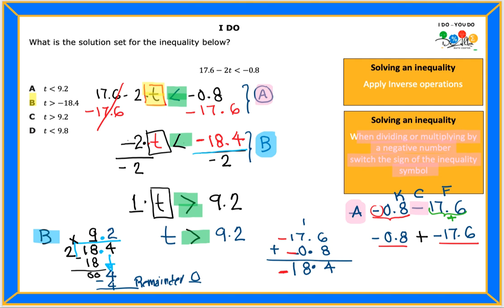The first one says that t is smaller than 9.2, and that's not true. It's actually the other way, so we cannot take this one. Now we check choice B, and it says that t is greater than negative 18.4, and that's not the value that we got. Now letter C says t greater than 9.2. That looks like my answer. And letter D says t less than 9.8. The inequality symbol is incorrect, and also the number is incorrect. Our answer is absolutely letter C.